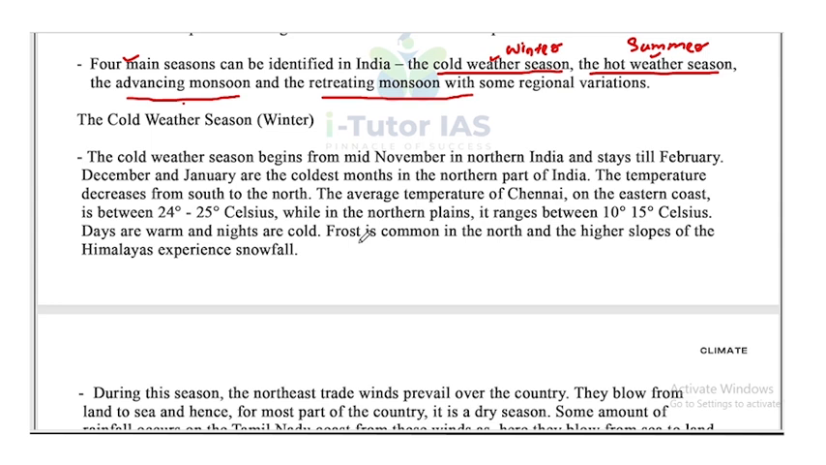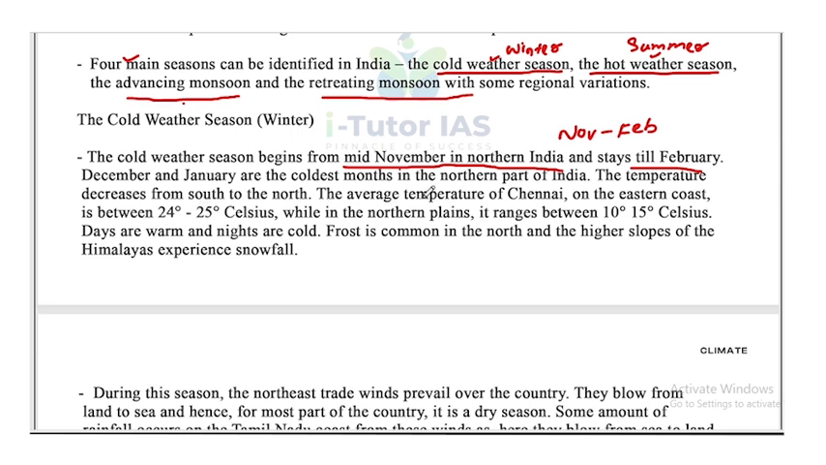The cold weather season begins from mid-November in northern India and stays till February. December and January are the coldest months in the northern part of India. The temperature decreases from south to north.